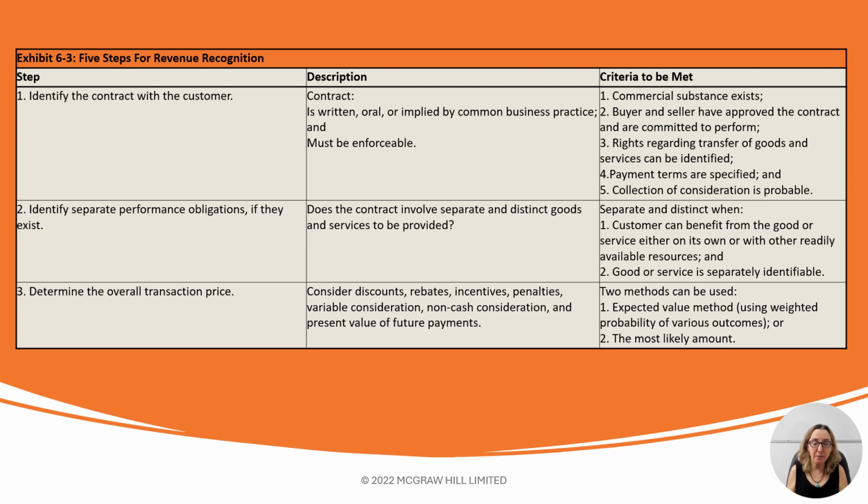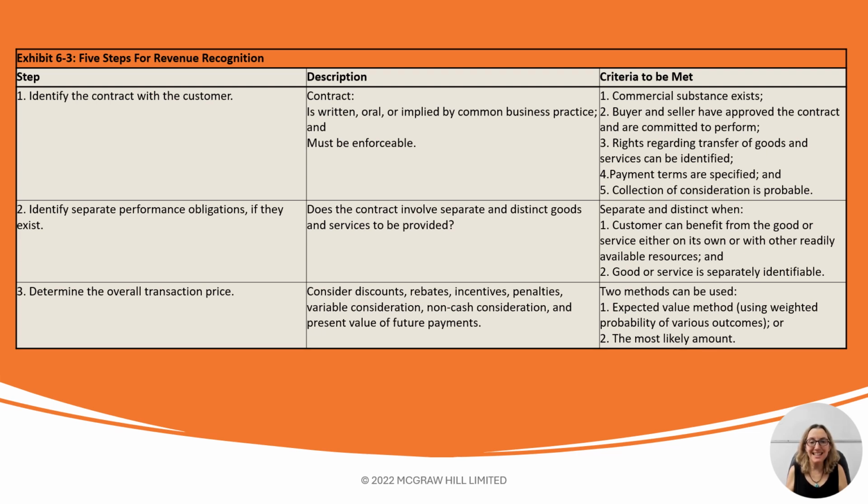And why do separate performance obligations matter? Well, because as we said, you have to take your price in step 3 and allocate that to the different obligations, getting into the revenue recognition. Now, another thing about determining the price, you might think, well, if the contract says it's $100,000, that's the price. But we have to consider other things like discounts, rebates, incentives, penalties, variable consideration, non-cash consideration, and if there's payments that are far in the future, you have to present value them.